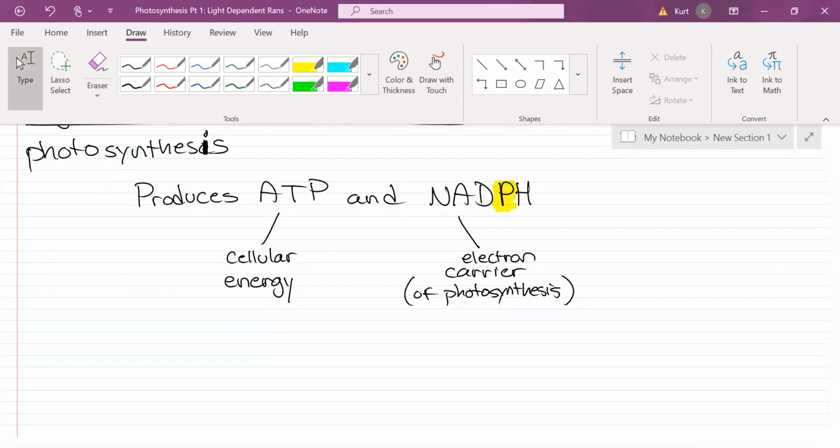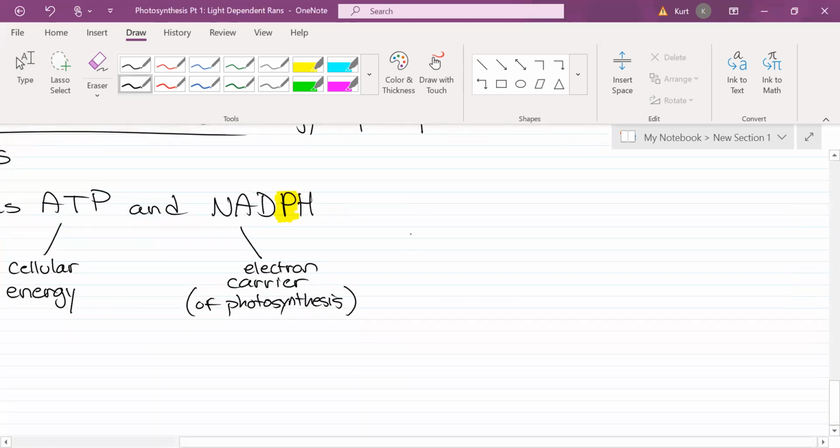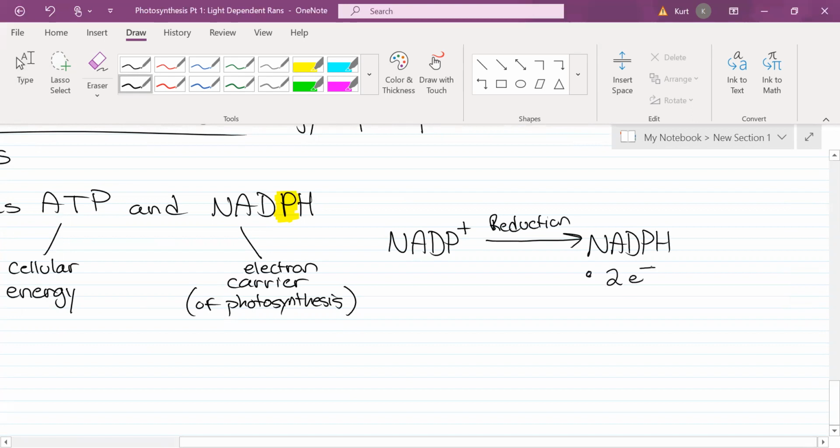So let's talk about this electron carrier here, okay? It starts out as NADP plus, and it becomes NADPH through the process of reduction. NADPH has 2 electrons and 1 hydrogen ion. That's the big change. It is carrying electrons, just like NADH and FADH2 did.